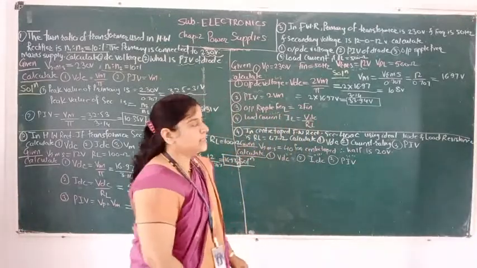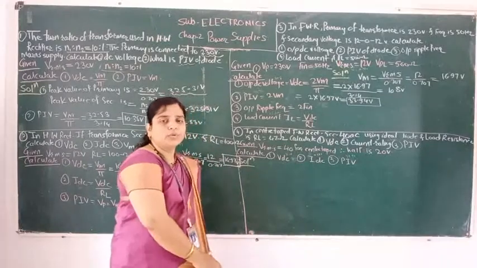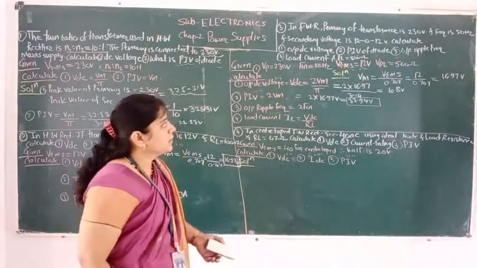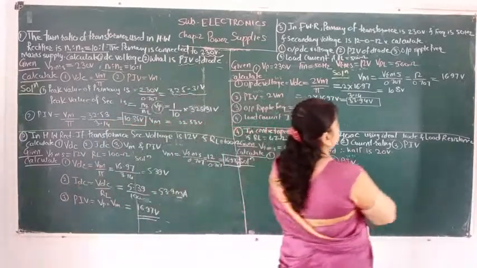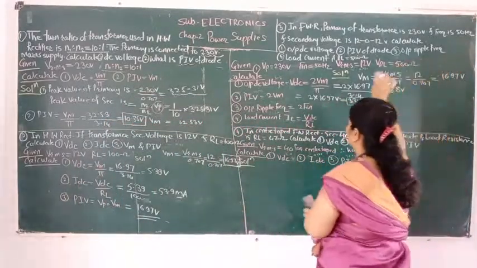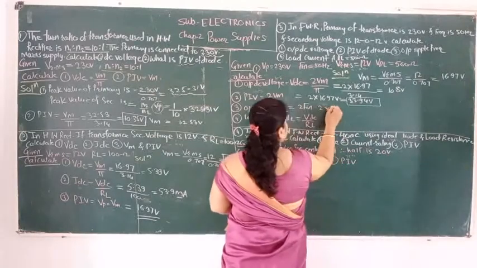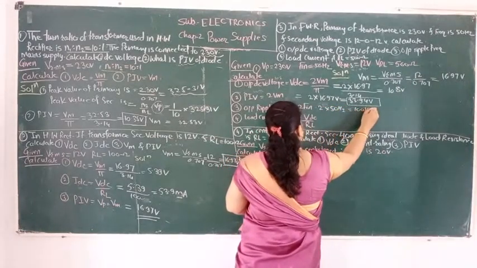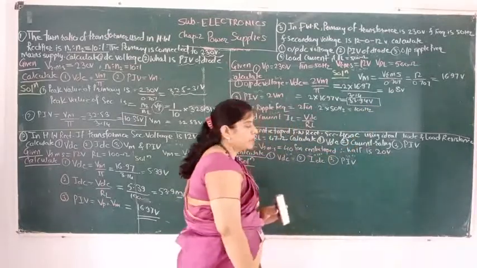Now the output ripple frequency is asked. What is the output ripple frequency? It is 2 into the input frequency. So how much is the input frequency given? Yes, see, the input frequency is 50 hertz. So 2 into 50 hertz is how much? It is 100 hertz. Okay.